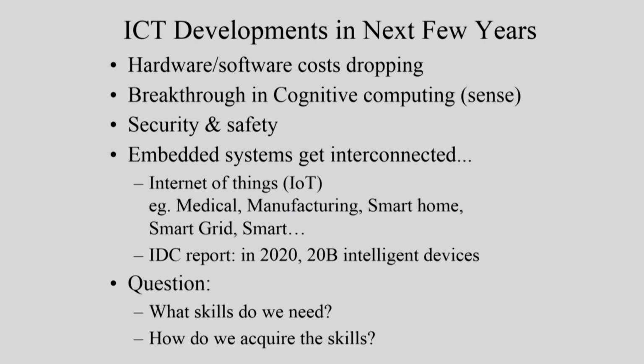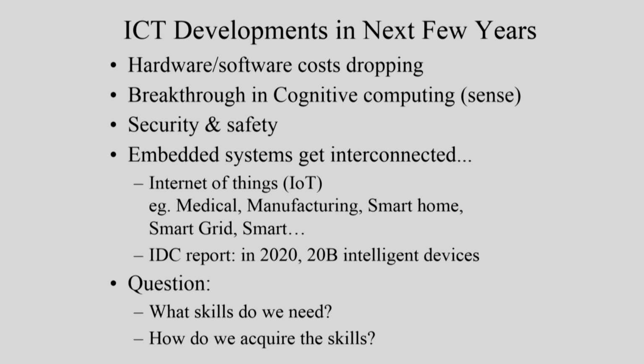and the sorts of developments that we should be prepared to address in the next few years are things like this: your hardware and software costs are dropping, so where you might not have considered applying an embedded system might be ripe for exploitation now. There has been a breakthrough in cognitive computing, where you have newer and newer sensors which can sense things in a way that you had never anticipated before. Security has become very important, and interconnection, Internet of Things, right?